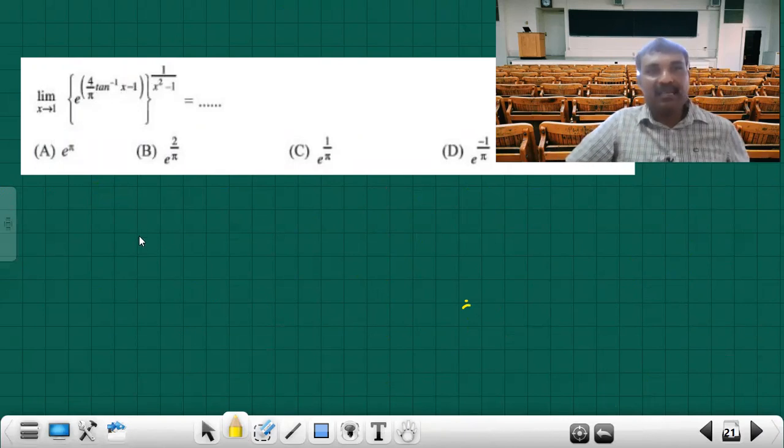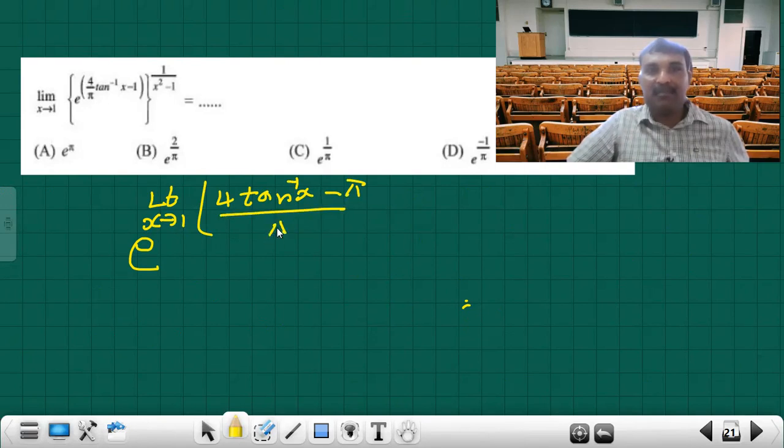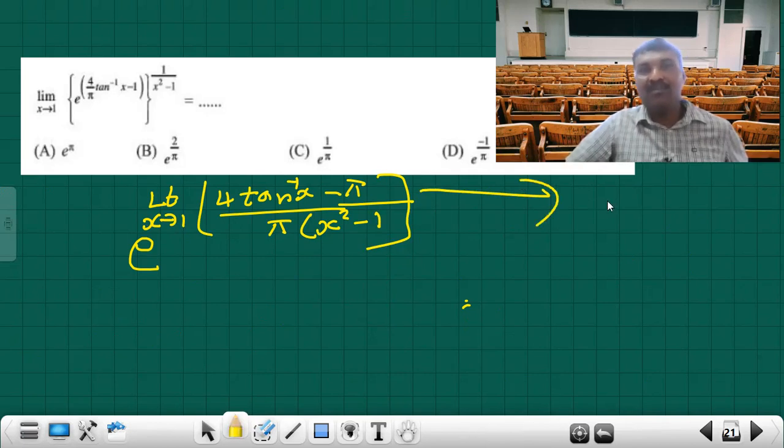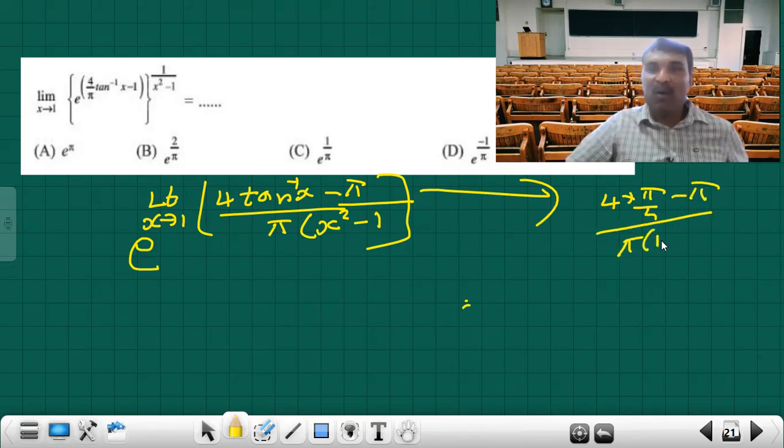So we can write this limit as e raised to, we can take the limit on the power of e, x tends to 1, into, simplifying by taking LCM, 4 tan inverse x minus pi divided by pi into x square minus 1. We can write this function like this. So the limiting value becomes 4 tan inverse 1, that is 4 into pi by 4, minus pi, divided by pi into 1 square minus 1, that is equal to 0 by 0.